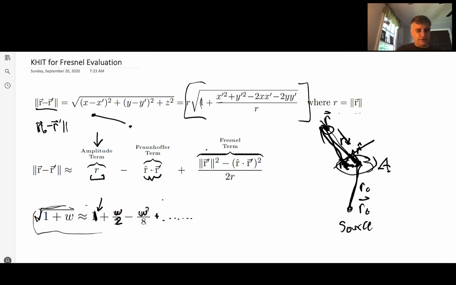Or when I'm very far from the radiating aperture. When I'm very far from the radiating aperture and I want to take into account phase effects, that's the term I like. And if I want a better correction factor, that's the term I'm after.